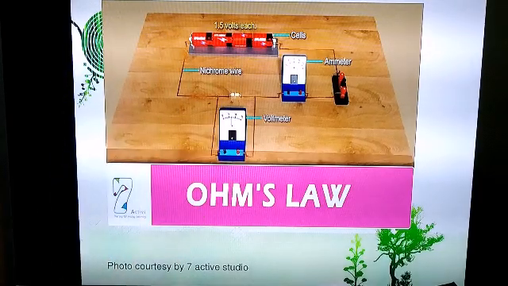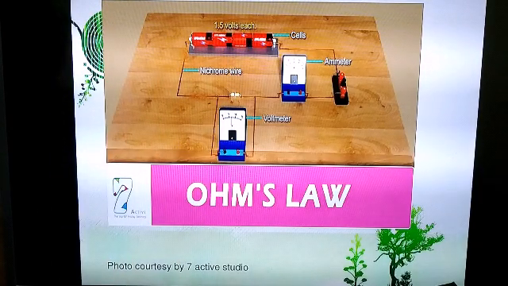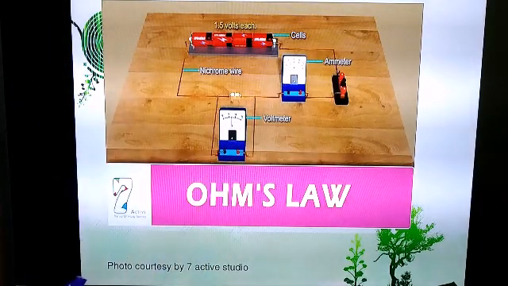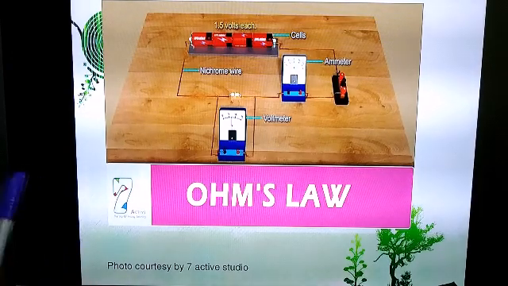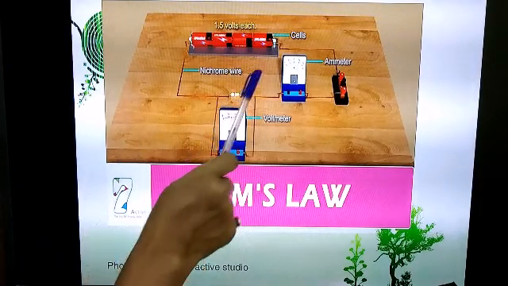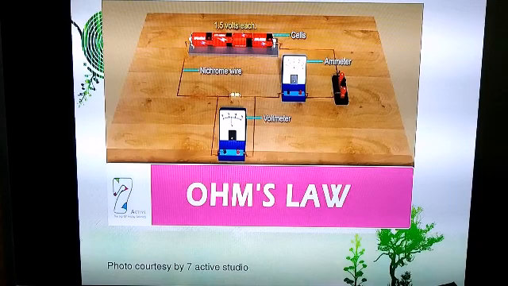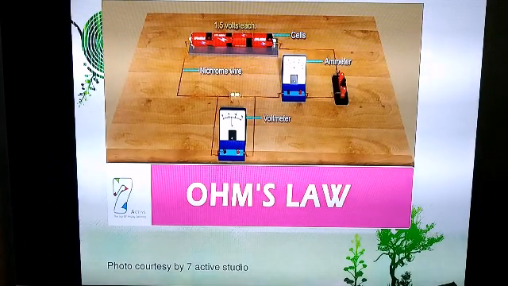Initially, when the experiment starts, we have to begin with one cell in the circuit. Take the reading which is shown by voltmeter and ammeter. Then introduce or fix two cells in the circuit. Once again, note the reading which is shown by the voltmeter and the ammeter. Then fix three cells, note down the readings, four cells, note down the readings, and so on.